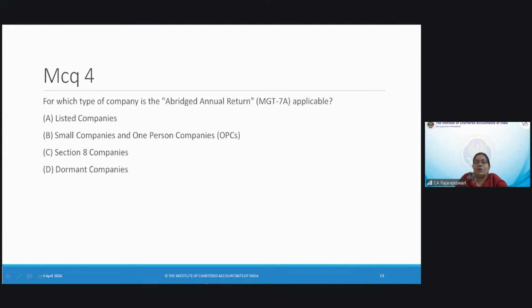Then, for which type of company is the abridged annual return? That is the name given for MGT 7A. You need not go through an elaborate process. It is short. The annual return is very short, that you call an abridged annual return. So MGT 7A, the other name for that is abridged annual return.